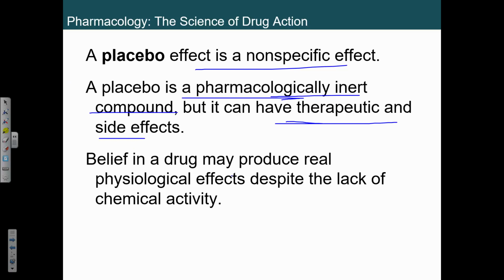I think we've all experienced the placebo effect, right? How many of you as a little kid, your mom was like, oh, let me kiss that and make it feel better. That did absolutely nothing for you except probably put bacteria in the wound and possibly lead to an infection. Right?